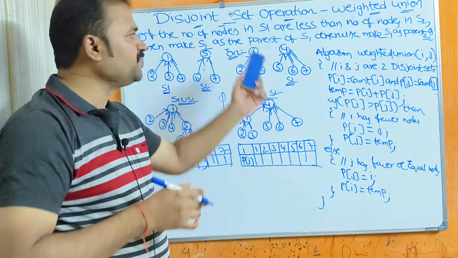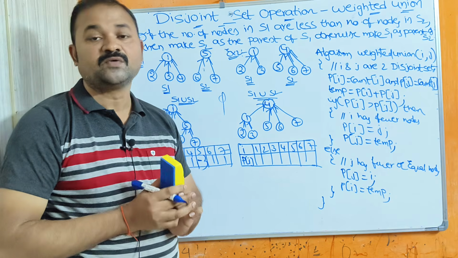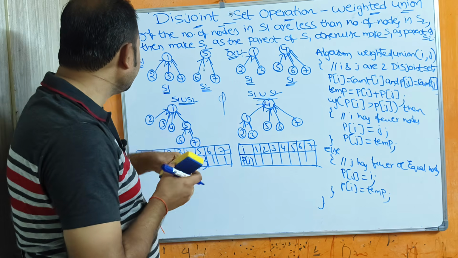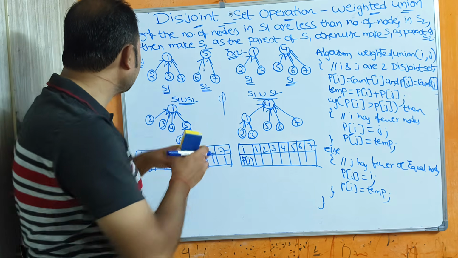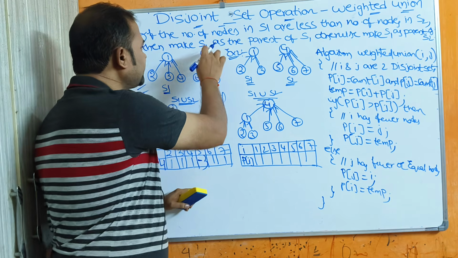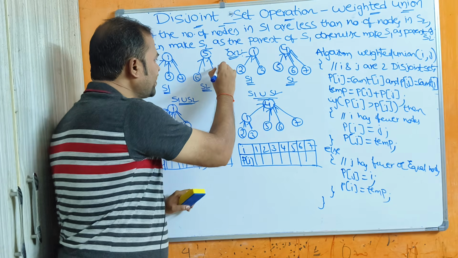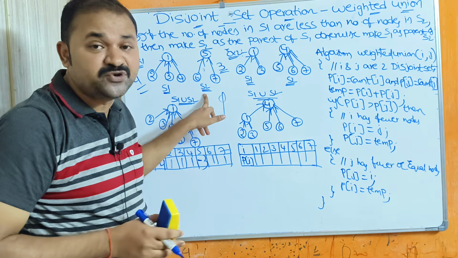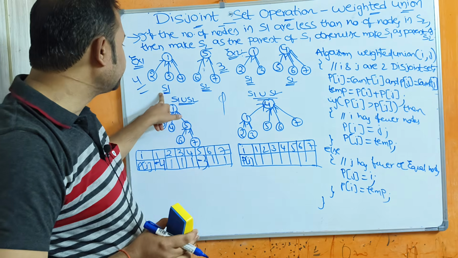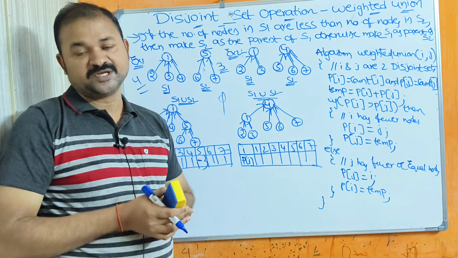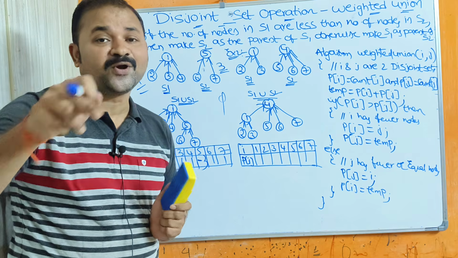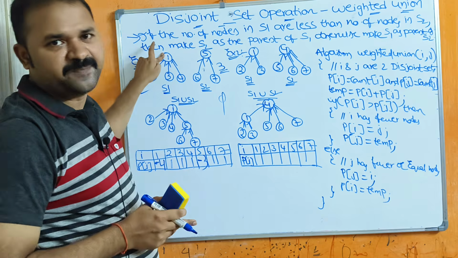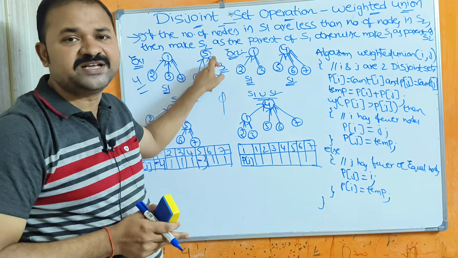Now let us perform the weighted union operation. What is weighted union operation? Let us count the number of nodes. What is the number of nodes present in S1? 1, 2, 3, 4. 4 nodes. What is the number of nodes present in S2? 5, 6, 7. That is nothing but 3. So here S2 has fewer nodes, whereas S1 has more nodes. So now what will happen? The root node with more nodes becomes the parent node. So now 1 will become the parent node, whereas 5 will become the child node.